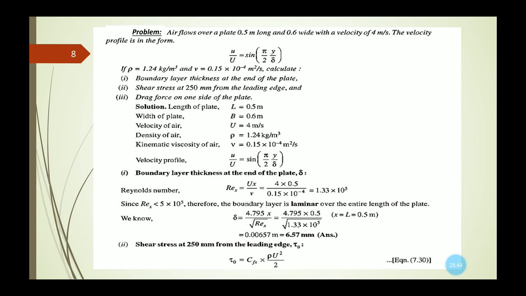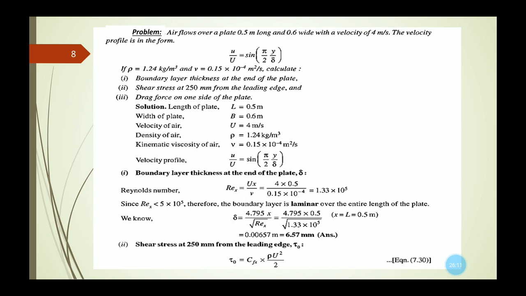So these are the things given in this question and we need to calculate the boundary layer thickness at the end of the plate. That means we need to use the total length of the plate to calculate the boundary layer thickness. And for the second part, we need to calculate the shear stress at 250 millimeter from the leading edge. And for the third part, we need to calculate the drag force on one side of the plate.